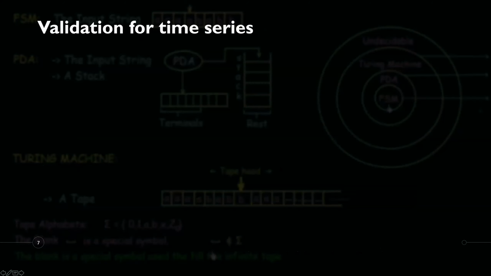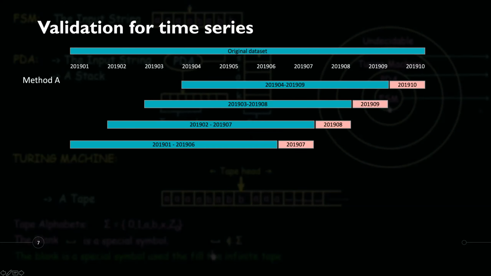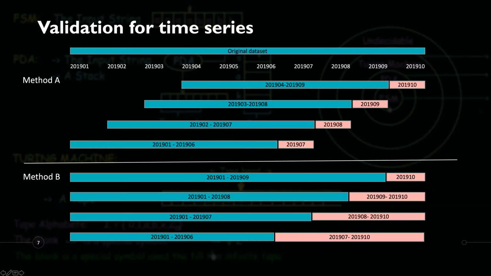Next, we'll take a look at how to do validation for time series. Say we have a data set from January 2019 to October 2019, and how can we do the validation? We can do it in an iterative way. Each time we would hold out a month of data and use a fixed length of months of data for training. So this is one method.